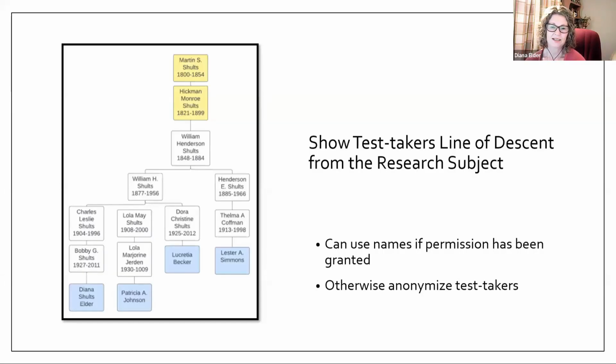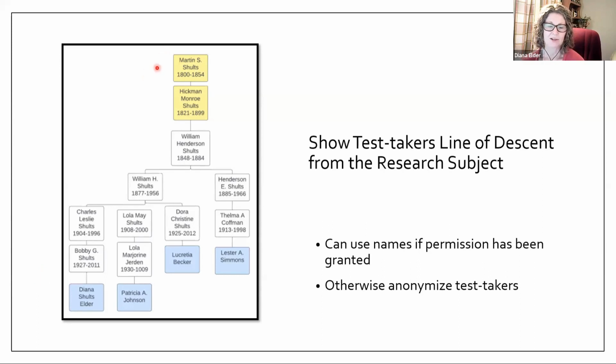So, one of the first things that I wanted to talk about was when you are writing your report, it's really important at the beginning of it or the beginning of your DNA section, wherever you have your DNA, whether you have DNA at the beginning or the middle or the end. And in the lesson on writing reports, we talk about how you can organize your report. But whenever you start talking about DNA, you want to have some type of a diagram like this one that's really showing your test taker's line of descent from the research subject. So I want to point out a couple things here.